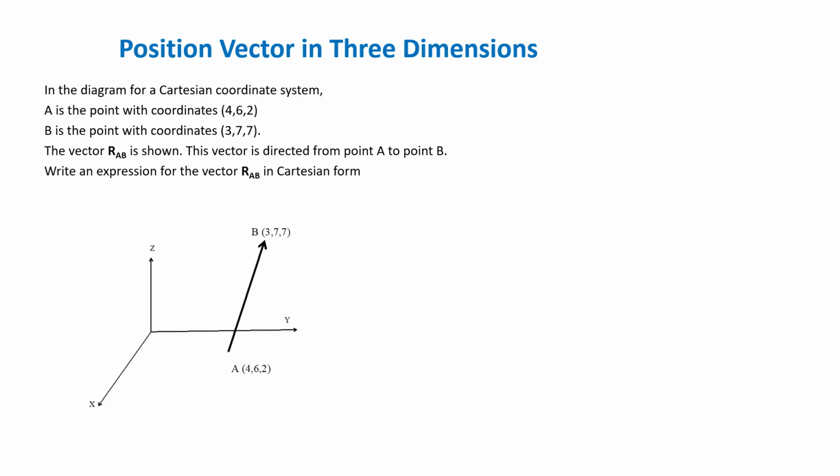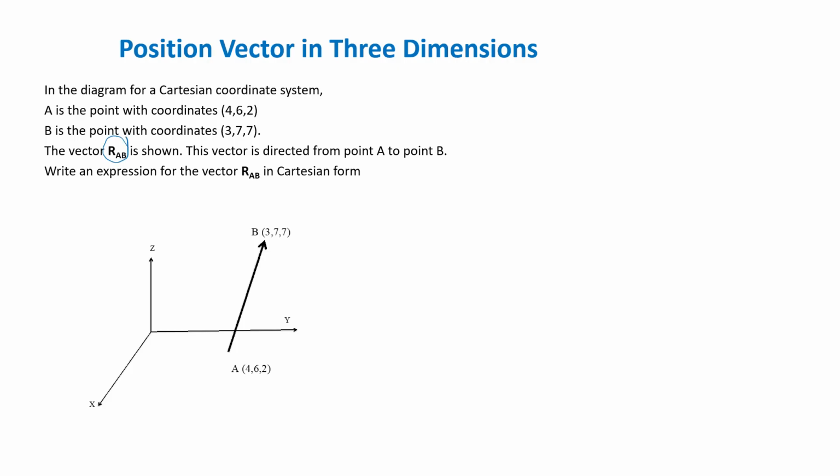First thing in 3 dimension is to identify the coordinates in 3 dimension. So it's like 2 dimension, but you have an additional axis, the Z axis. In this question they have given us the coordinates, so we just use them and find the answer. In the diagram for the Cartesian coordinate system, A is the point with this coordinate, B is this. Write the position vector AB.